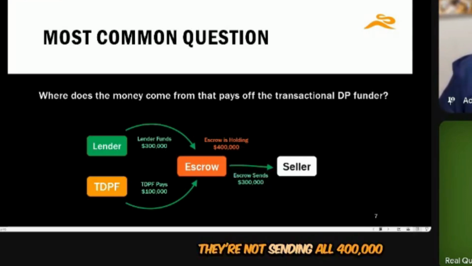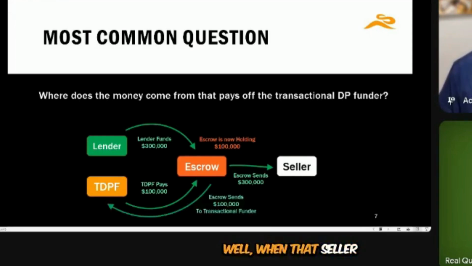They're not sending all 400,000, because remember, the deal that the buyer and the seller had was that the seller would carry back 100,000. That meant the seller's only going to receive 300 in cash. The other 100 is in a note, a seller carryback note with the buyer. And when that seller carryback note is recorded in second position, let me emphasize, after sending the 300, escrow still has 100.